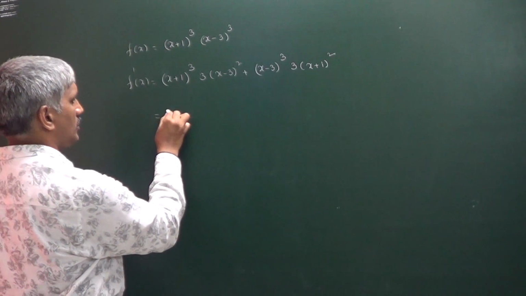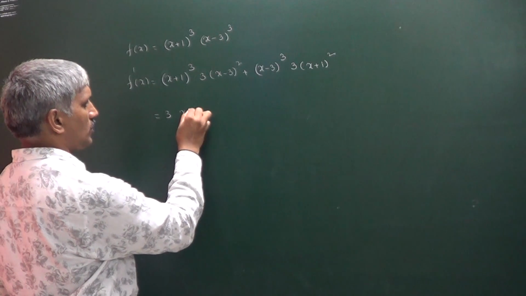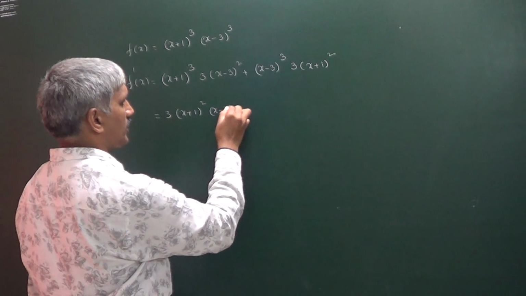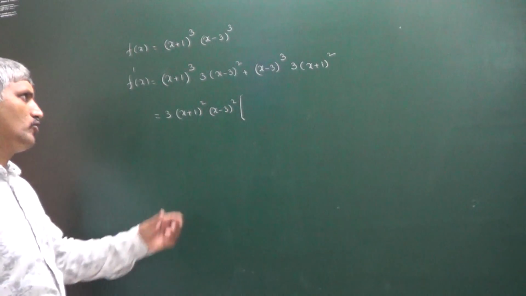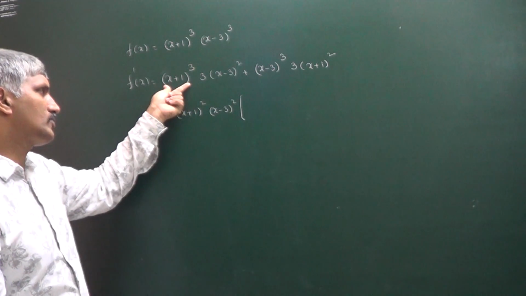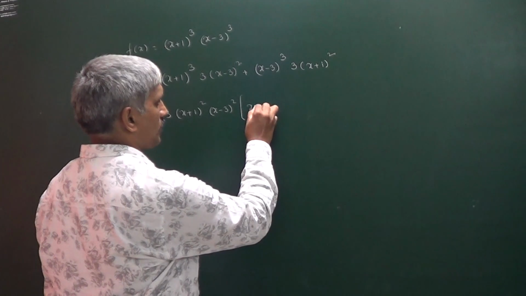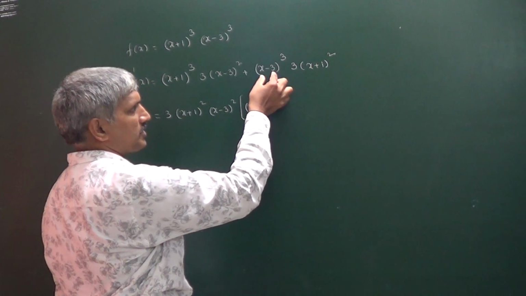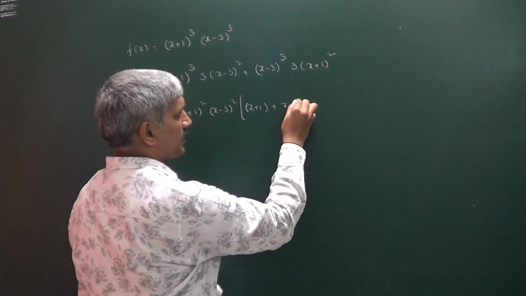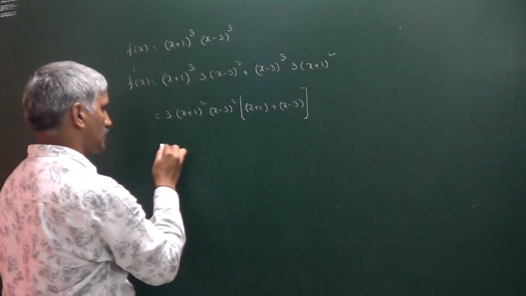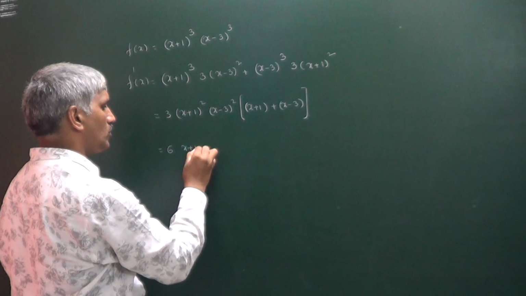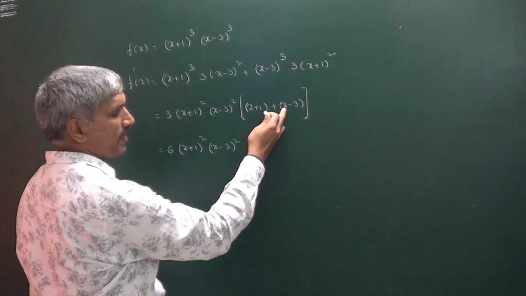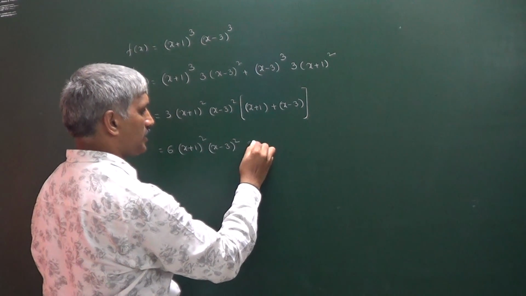Now what can we take common? We can take 3(x + 1)^2 common. Next, (x - 3)^2 also we can take common. Then what is left? After taking (x - 3)^2 and 3 common, and (x + 1)^2 common, we get (x + 1) from the first term. From the second term we get (x - 3). Now this simplification is nothing but 6(x + 1)^2 (x - 3)^2 (x - 1), taking 2 common from 2x - 2.